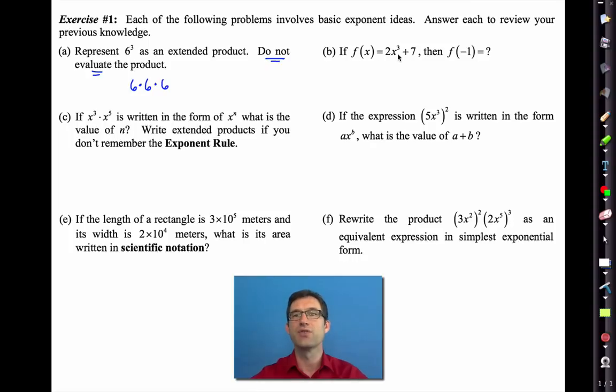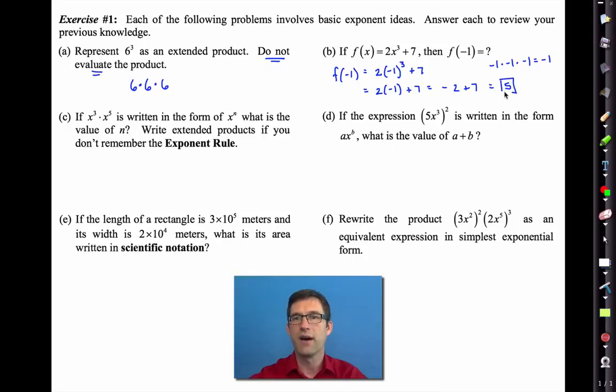All right. Letter B, we have a little bit of function notation going on. If f of x equals 2 times x cubed plus 7, what's f of negative 1? Well, remember how we interpret function notation. Wherever there's an x, we put in a negative 1. Keep in mind your order of operations. We have to do negative 1 cubed first, right? That's negative 1 times negative 1 times negative 1, right? That all ends up being a grand total of negative 1. So that will be 2 times negative 1 plus 7. Now the multiplication, that gives me negative 2 plus 7, and that gives me positive 5. All right, so just a little bit of function notation.